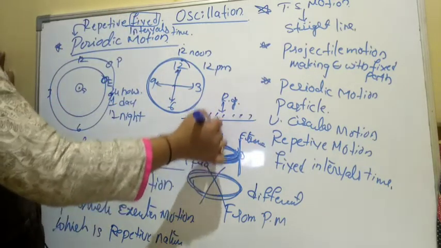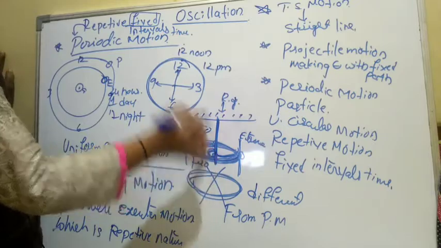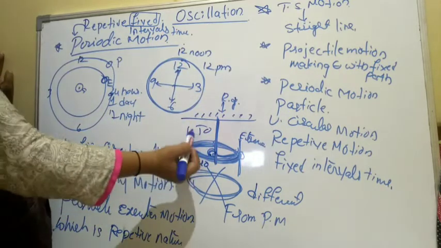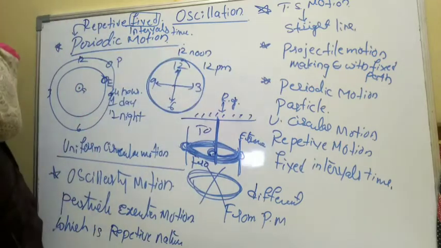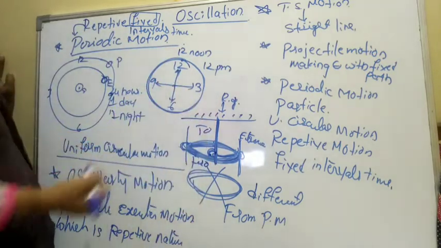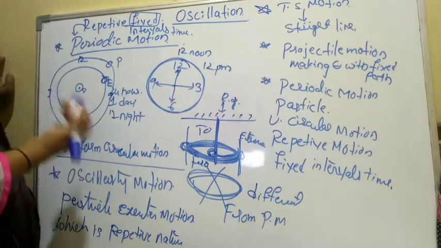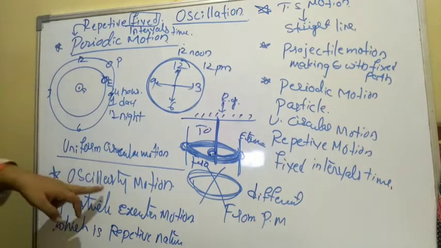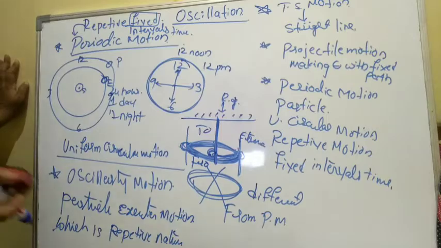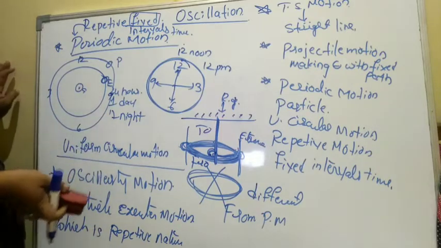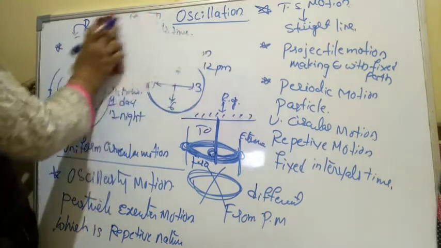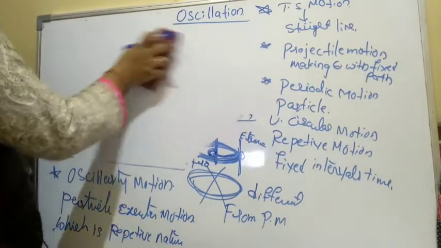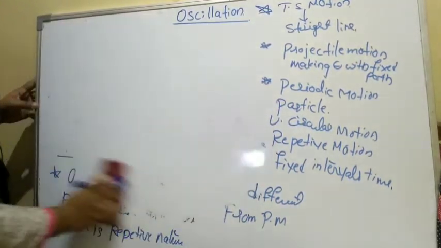Here it totally depends upon the fixed point. So to and fro motion of a particle about a fixed point, right? Such a body executing this motion, we can say it is an oscillatory motion. To understand this oscillatory motion, we will go ahead with a very important and easy manner of understanding the oscillatory motion.